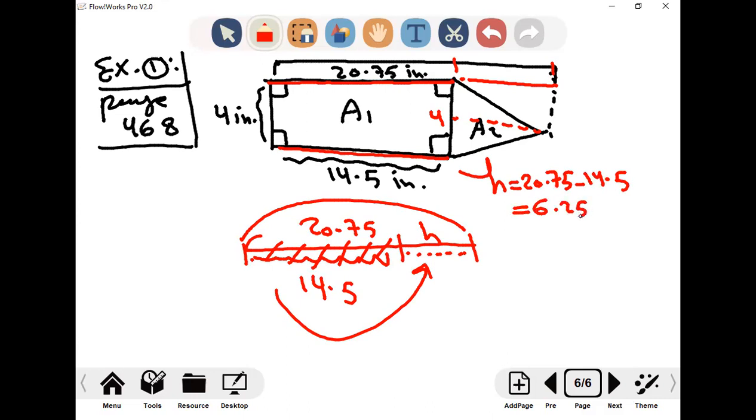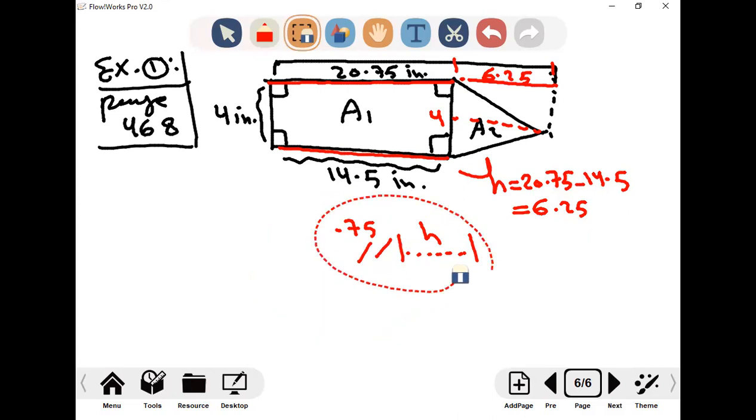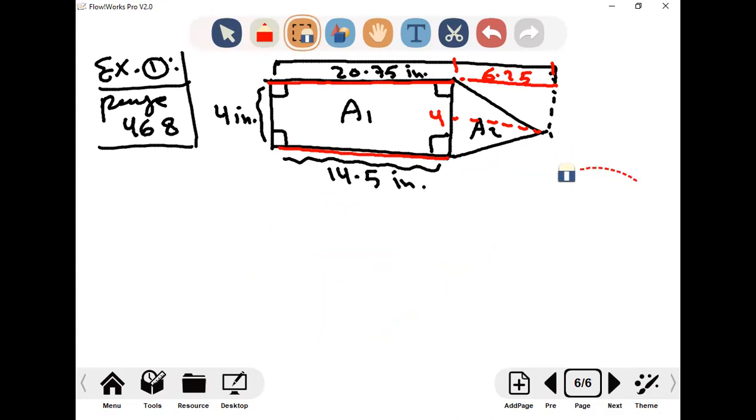6.25. Done? This is what? The height of the triangle. So here, 6.25 is the height of the triangle. Am I ready to find the areas now? Yes.